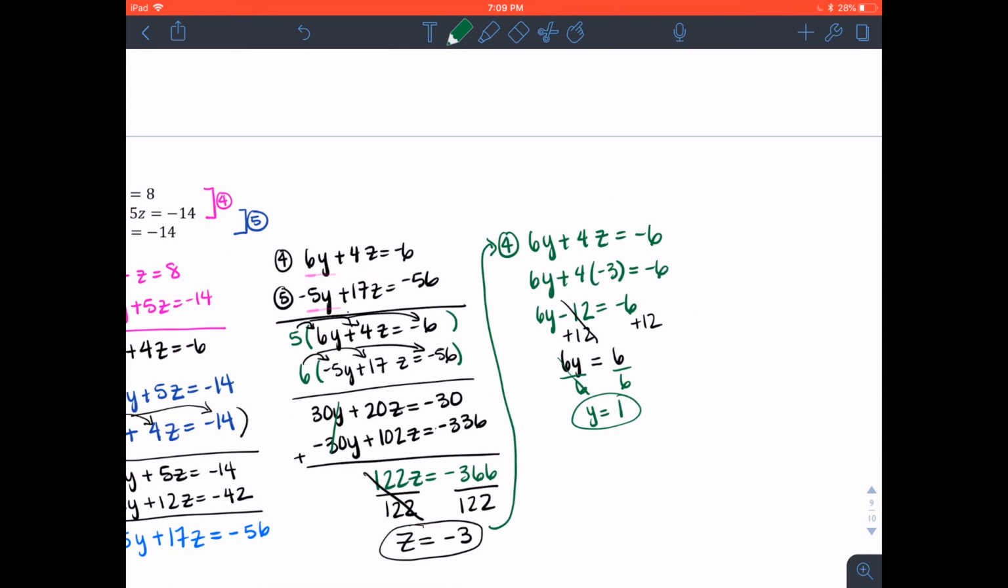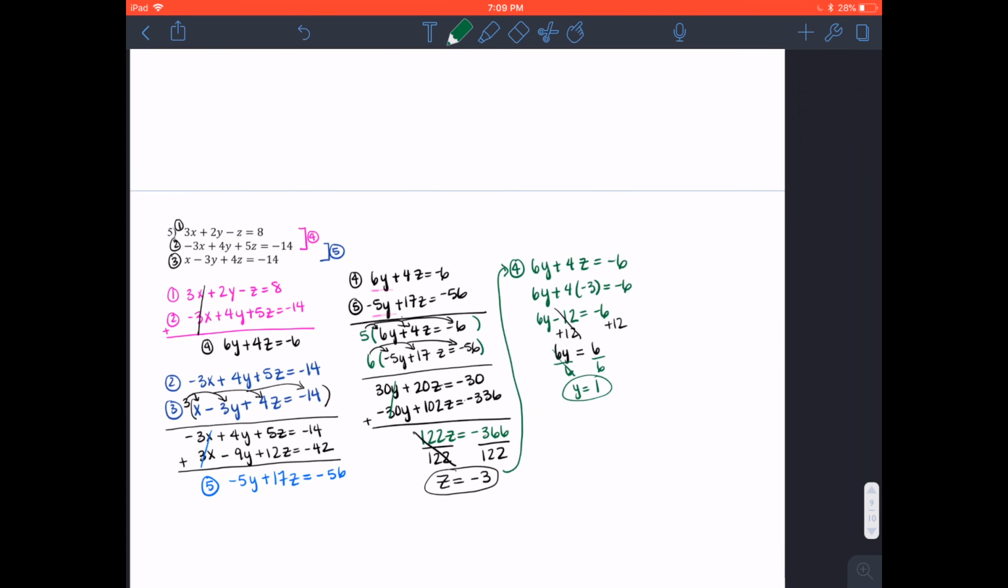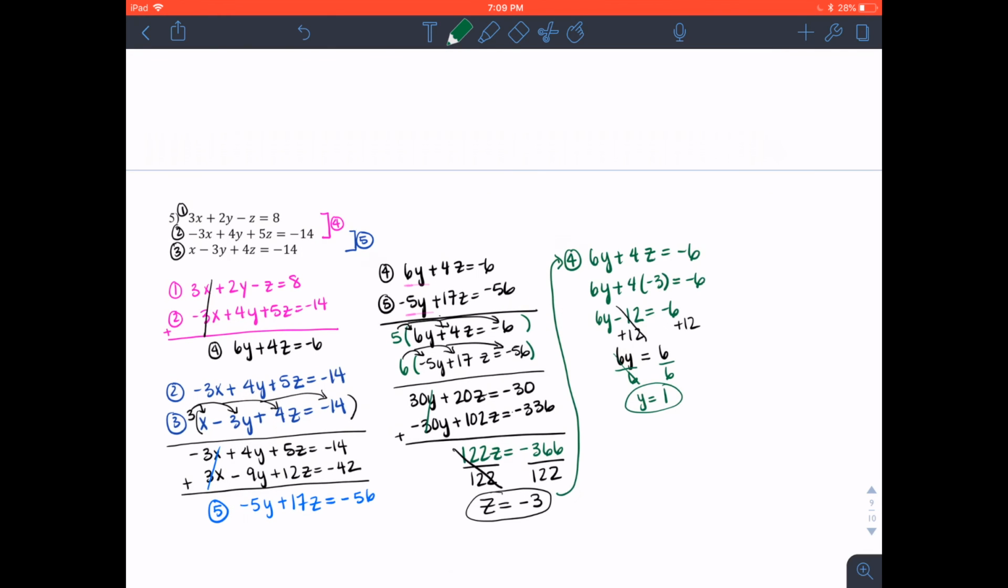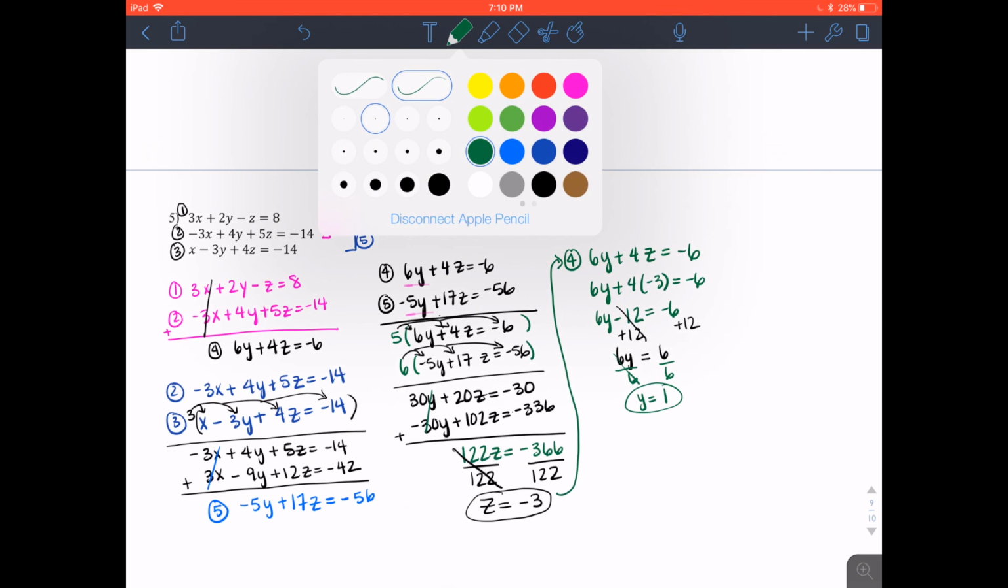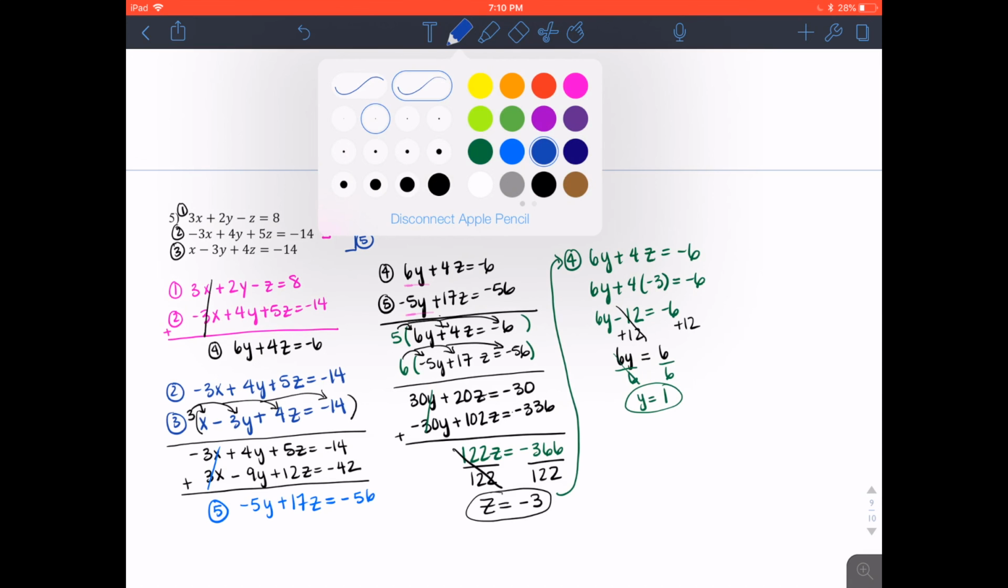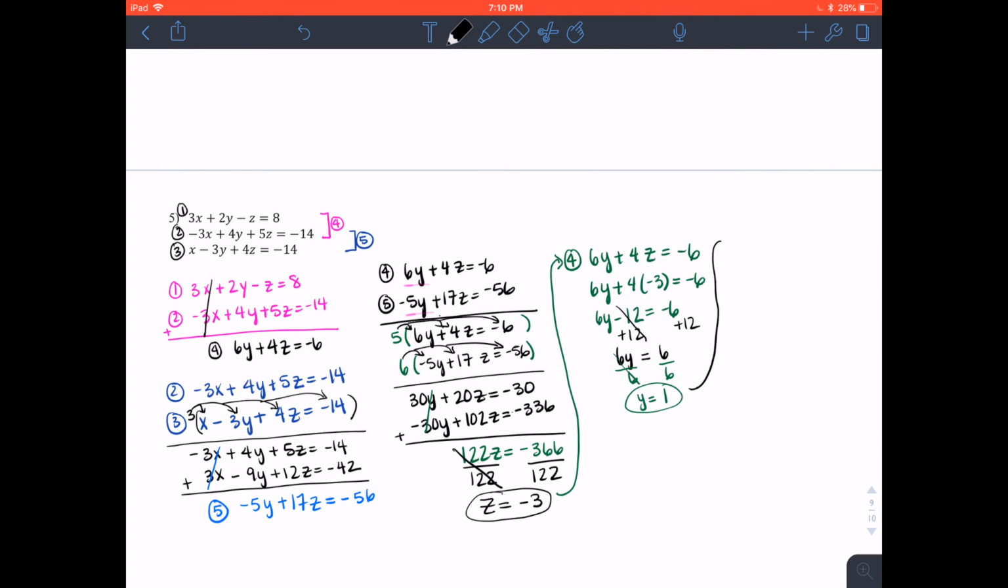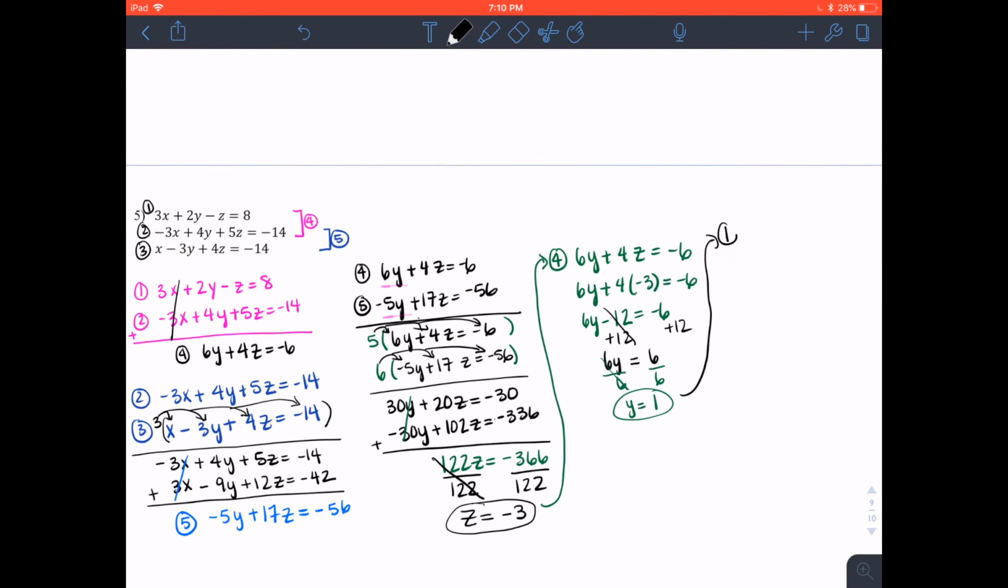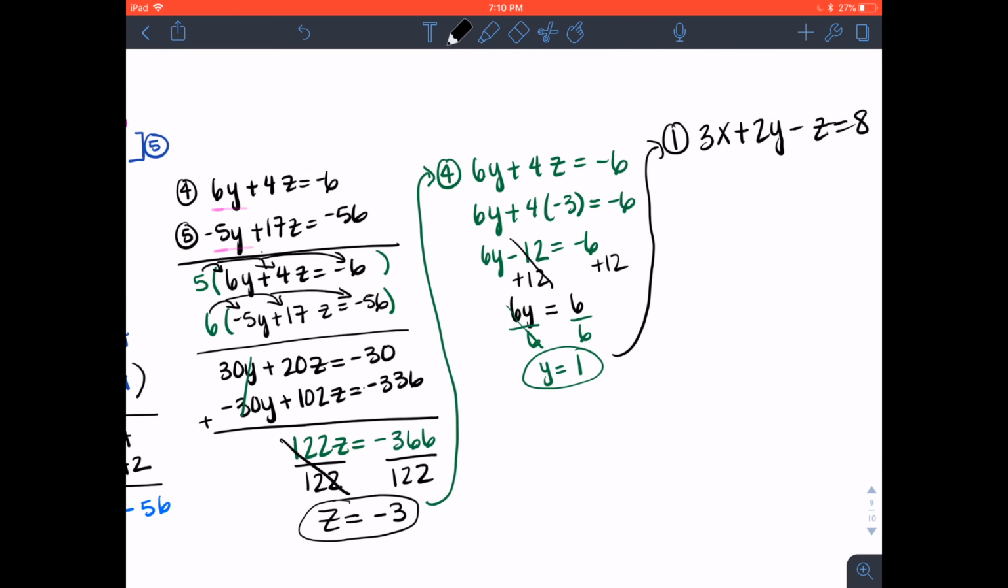Now that I've solved for y, so now you have two variables, you want to now plug it into either equation 1, 2, or 3. So I'm going to go ahead and plug it into equation 1. It doesn't matter as long as it's the first 3. So to the side here, maybe I'll do it in black. So my equation 1 is 3x plus 2y minus z equals 8. So let's zoom into that real quick.